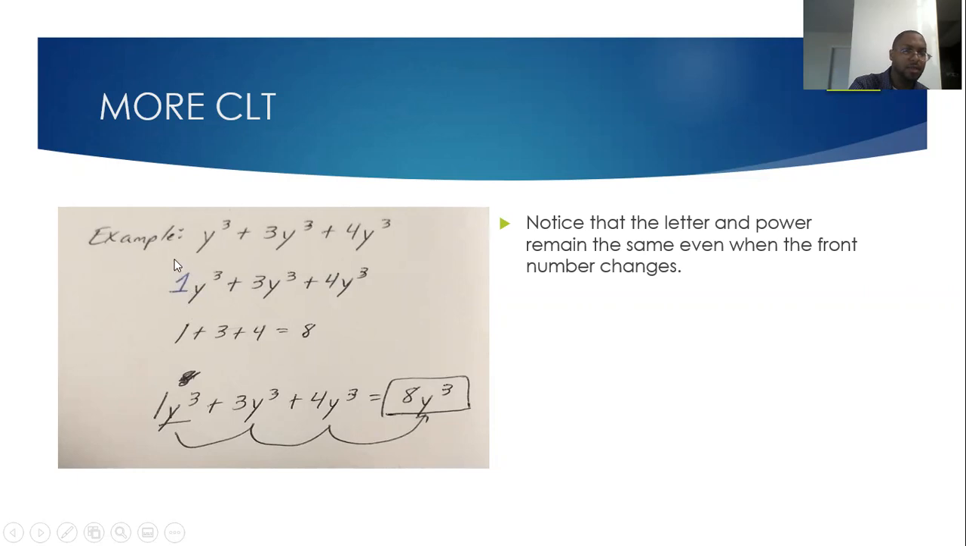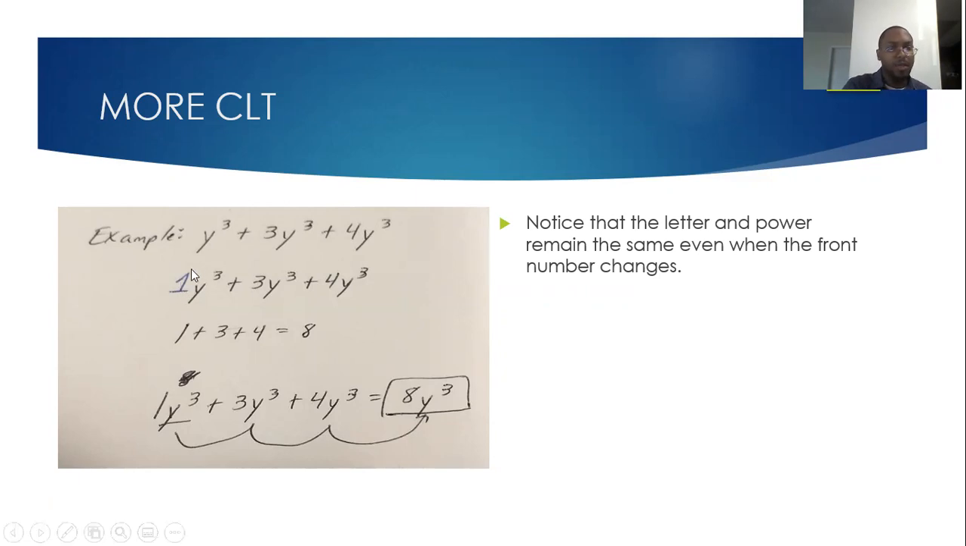So as you can see, even though we didn't write it because we didn't feel like it, there is a 1. That 1 exists right here. We didn't write it out because we didn't feel like it, but it's always there. And we have a 1y to the 3 plus a 3y to the 3 plus 4y to the 3, which changes our answer from 7y to the 3 to 8y to the 3.